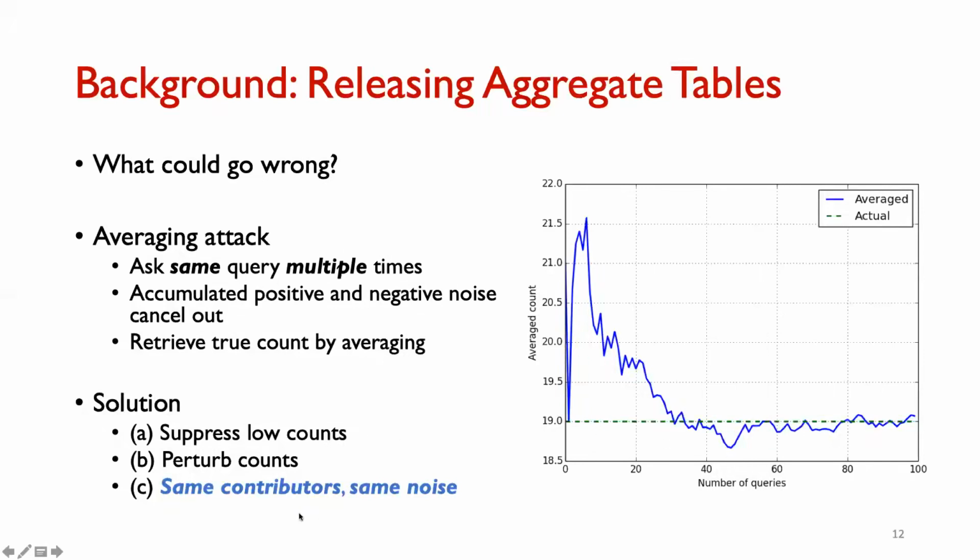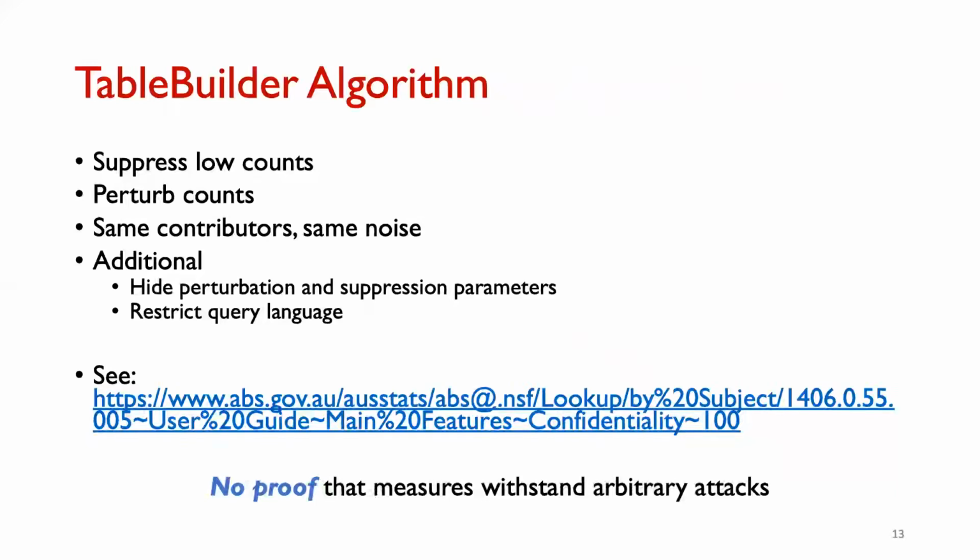So the solution from Table Builder for this particular attack is to add the same amount of noise if the contributors to two queries are exactly the same. So this means if the attacker now asks the same query twice, the exact same amount of noise would be added to that query answer, and the attacker won't be able to weed out the noise by averaging. So these are the main ingredients of the Table Builder algorithm that I've just mentioned.